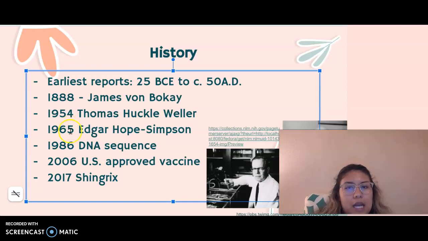And then in 1965, Edgar Hope-Simpson hypothesized that herpes zoster was due to the reactivation of the dormant varicella-zoster virus. And in 1986, we see the DNA sequence. That's when the DNA sequence of the varicella-zoster virus was discovered. In 2006, we have the first vaccination approved in the US for shingles. And then in 2017, we have the FDA's approval of Shingrix.